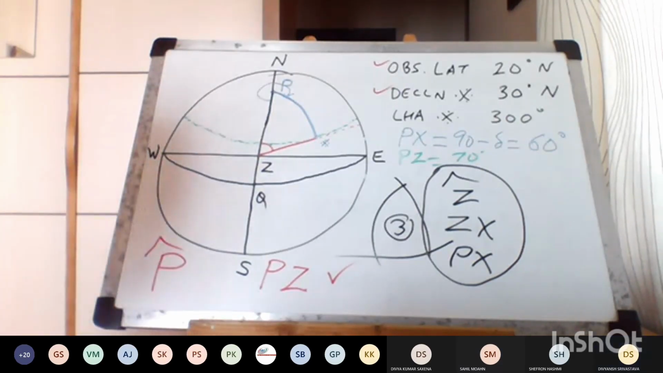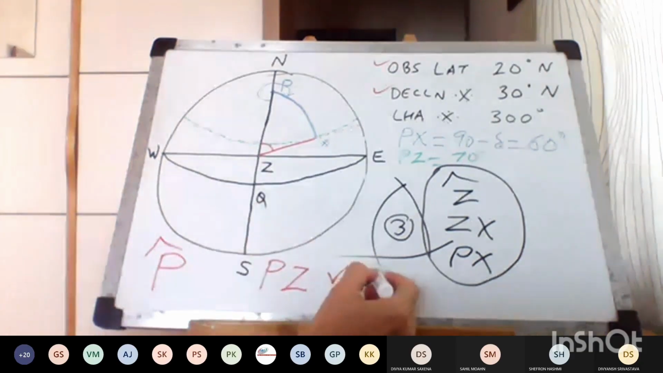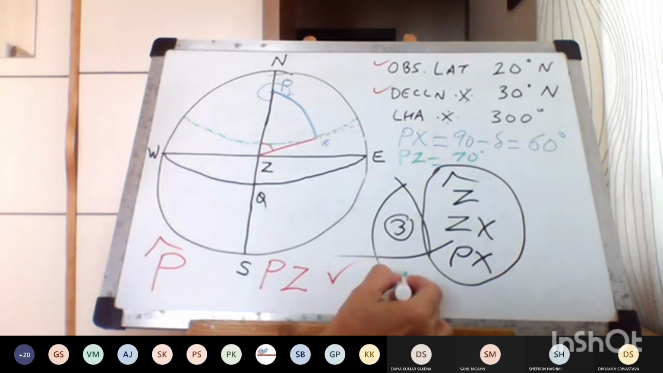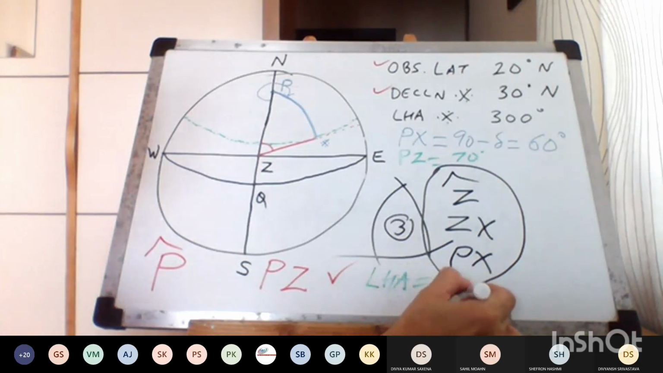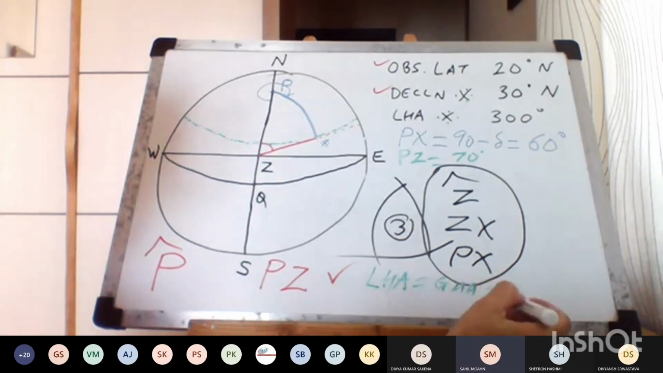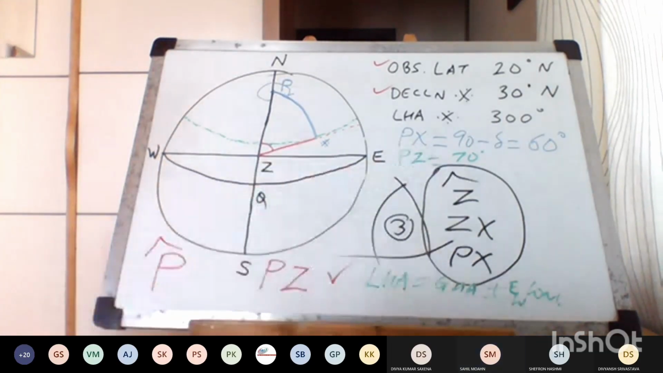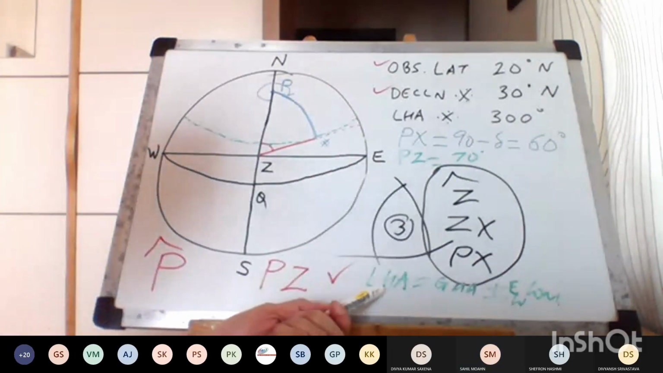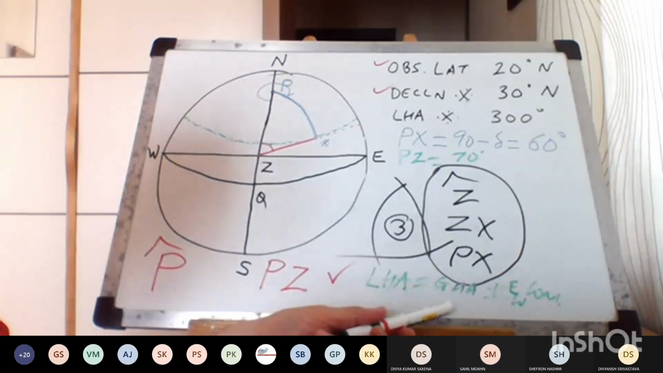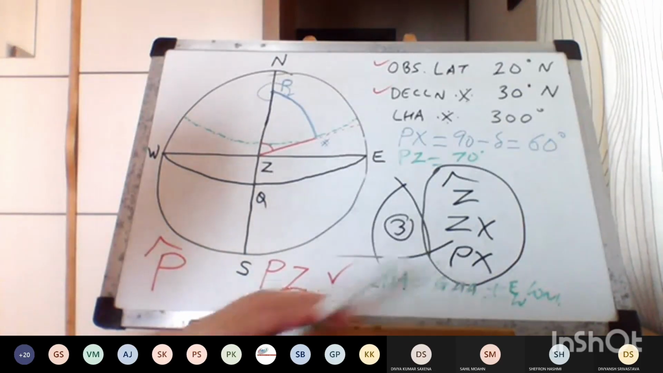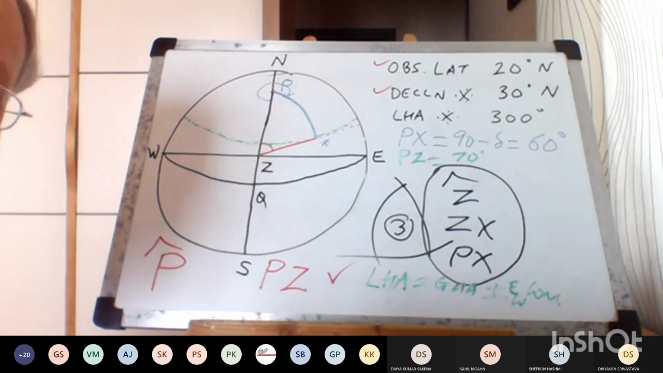Once I have angle P, I will know my LHA. And what was the formula yesterday? LHA is equal to GHA plus east or minus west longitude. Yes or no? Yes. We know this formula. So if I know angle P, I know my LHA. GHA I know from the almanac. The difference will give me the longitude. Yes or no?